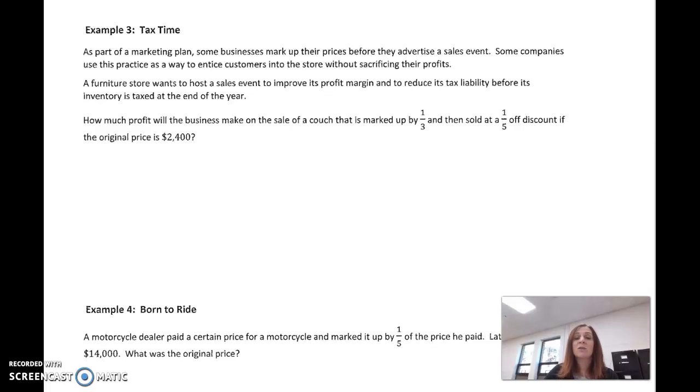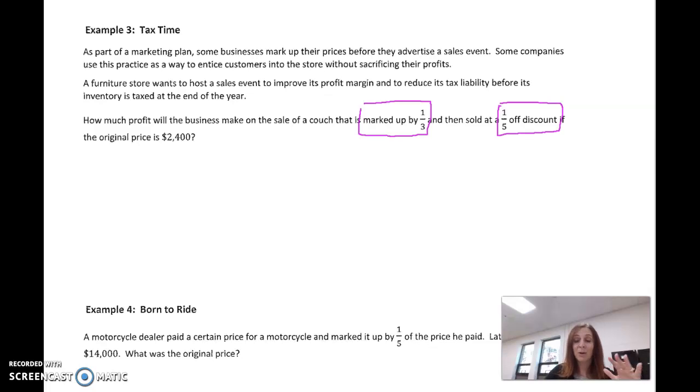A furniture store wants to host a sales event to improve its profit margin and to reduce its tax liability before inventory is taxed at the end of the year. So they want to know how much profit will the business make on a sale of a couch. It's going to be marked up. If you're marking something up, you're raising the price by a third, and then sold 1/5 off as a discount. And its original price is $2,400.